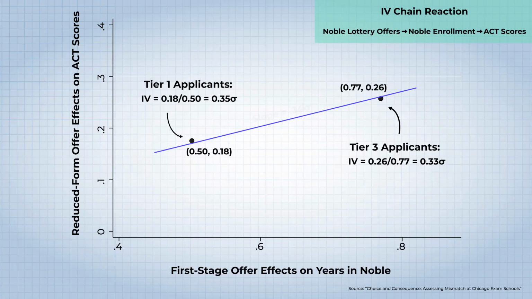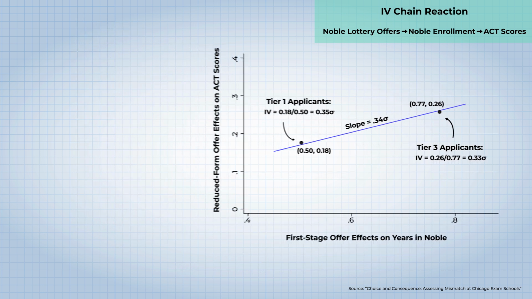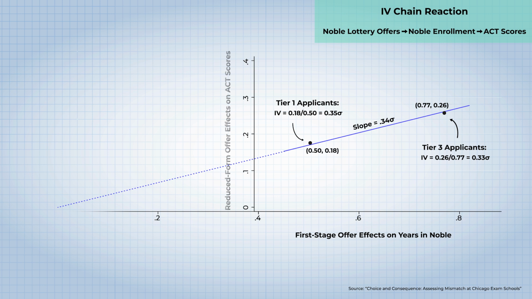Not bad. For Noble applicants from both tiers, these first stage and reduced form estimates imply a yearly Noble enrollment effect of about a third of a standard deviation gain in ACT math scores. Notice there's also a line connecting the two IV estimates in the figure. Because this line passes through the origin, its slope, rise over run, is about equal to the two IV estimates. In this case, the slope is about 0.34. The fact that the line passes through 0,0 is significant for another reason. By this fact, we've substantiated the exclusion restriction.